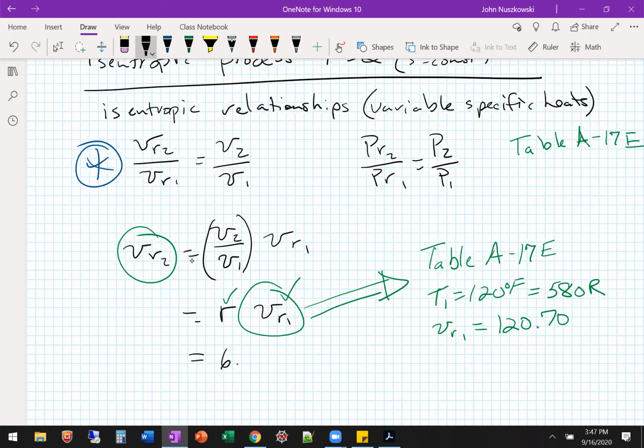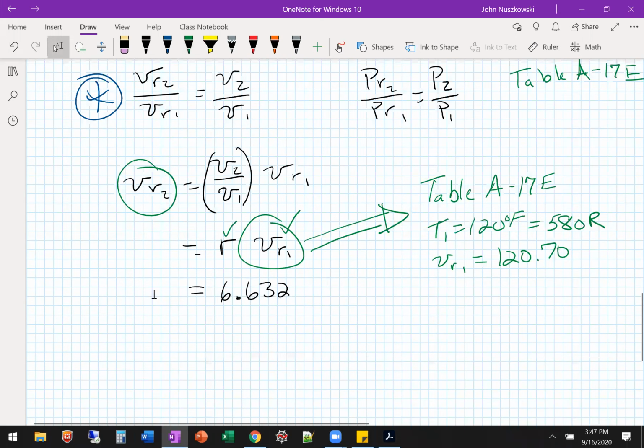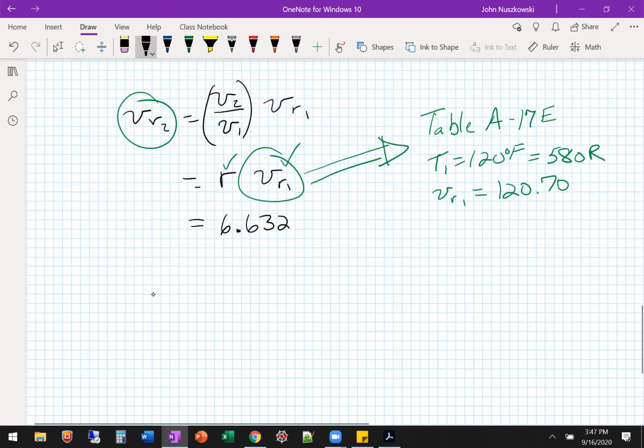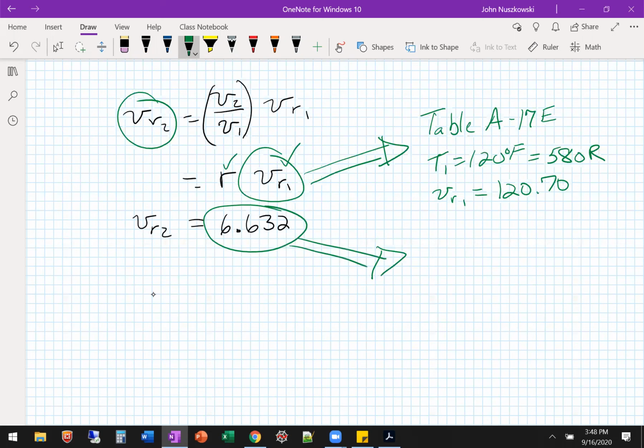Which is 6.632. Which tells us the relative specific volume at state 2. And then we can use the table and get T2.